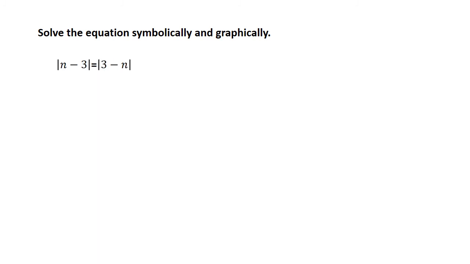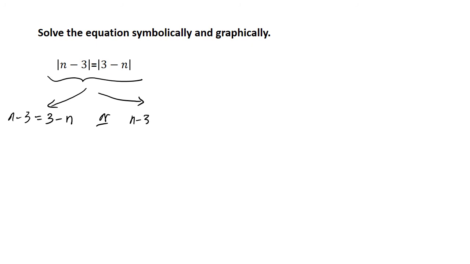Let's look at one more example of this. Here we have the absolute value of n minus 3 equals the absolute value of 3 minus n. Once again, we want to either think about both of these as having the same sign, so n minus 3 equals 3 minus n, or remember the absolute value can make it look like they have the same sign even though they have opposite signs.